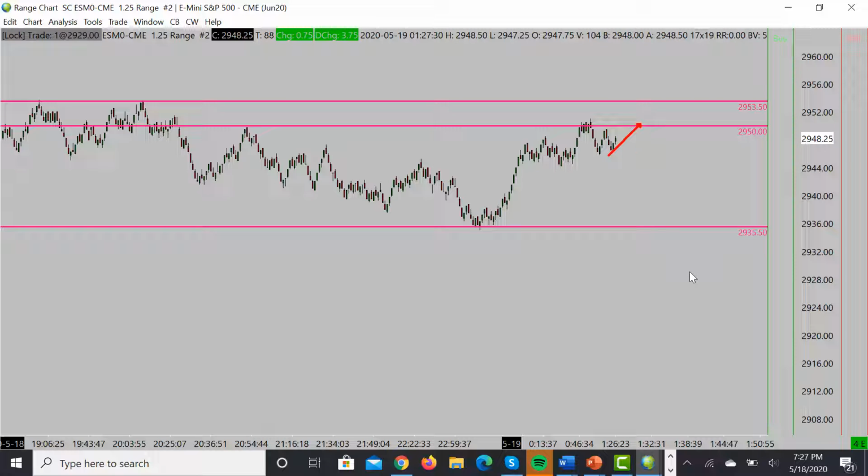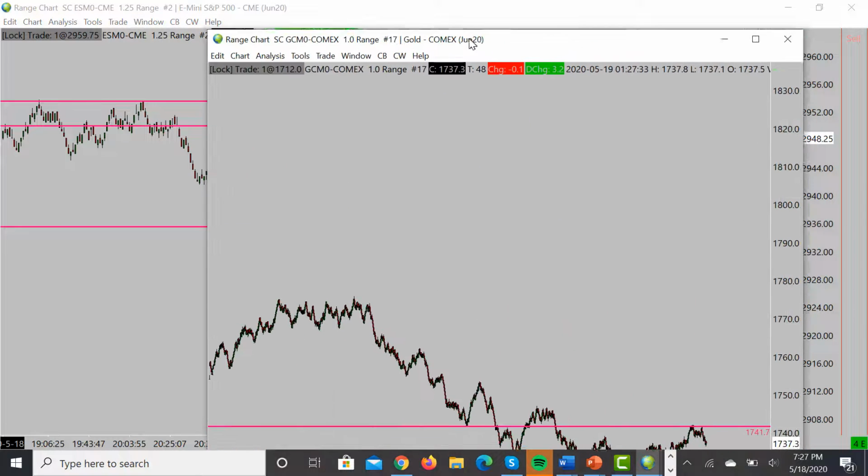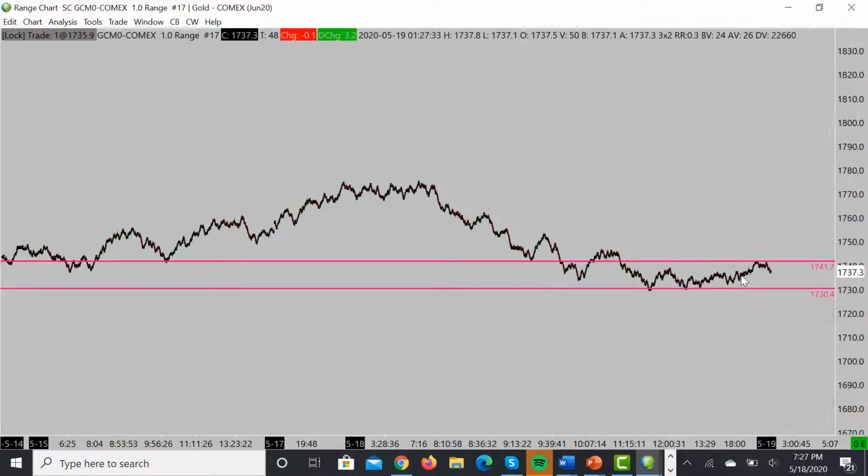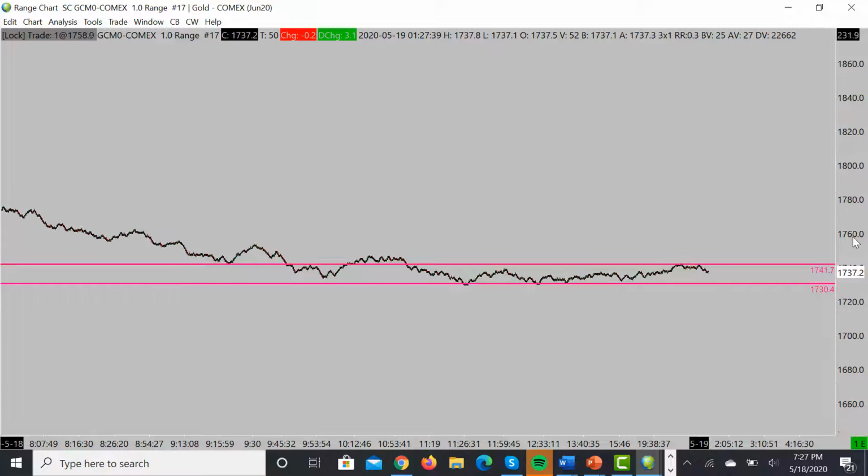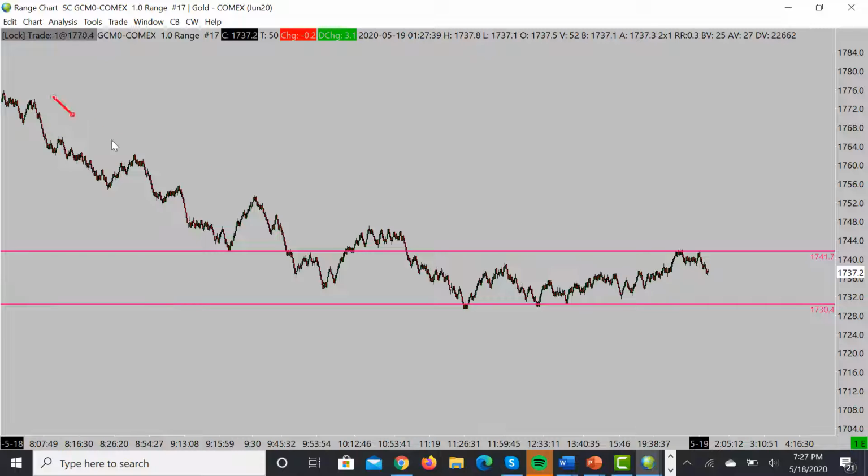So that's what we're going to be looking at on the S&P 500. Let's take a look at gold here real quick. Gold, we had our levels which played out very nicely. We are back into a range on gold. You can see we're in a downtrend. You can see how that kind of worked out.